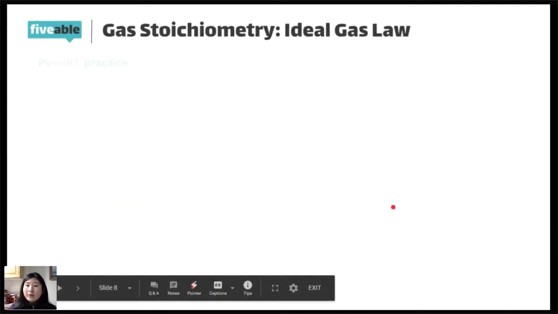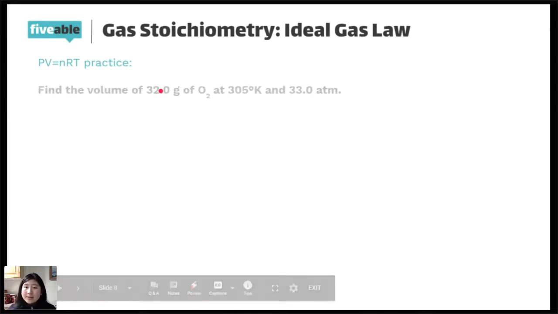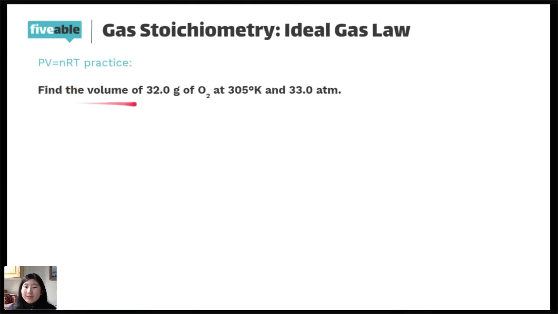All right, so now we're going to go over the ideal gas law. So a little bit of PV equals nRT practice. Find the volume of 32.0 grams of oxygen gas at 305 K and 33 atmospheric pressure. So first of all, we're going to list off all of the values that we currently know so that we can keep track of them.